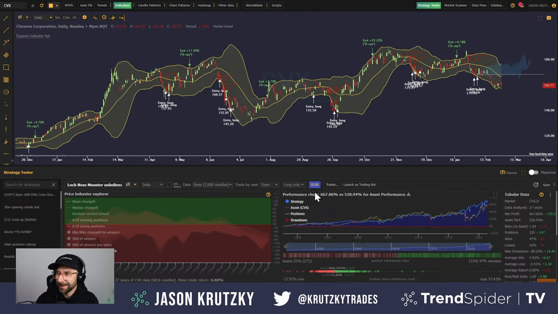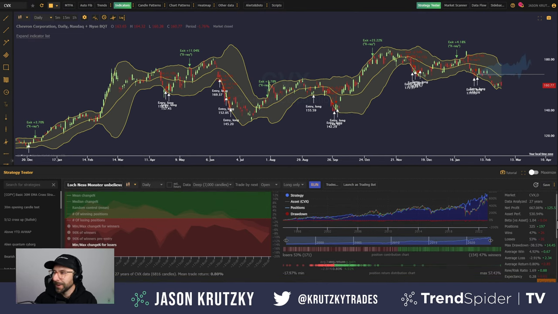And what do we get? Now we have performance that's better than the buy and hold by 130%. And on the tabular data side, we have no no-go highlighting. So this is actually a pretty safe strategy to run. You've got 325 positions over 27 years, and it beats out buy and hold. Pretty interesting. All right, so we're going to jump now into the last strategy.